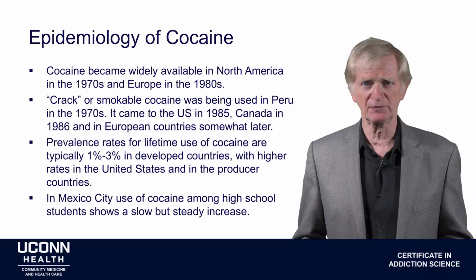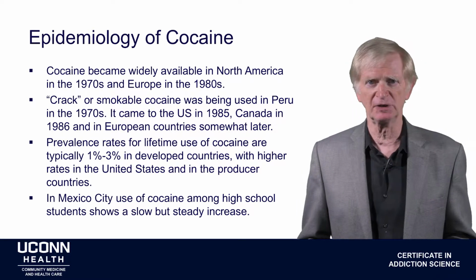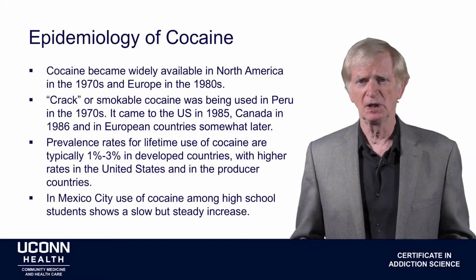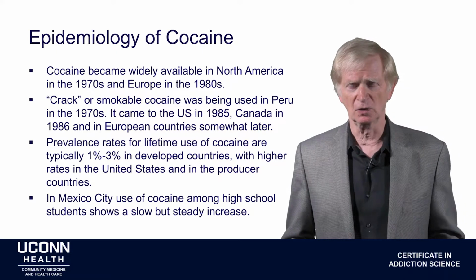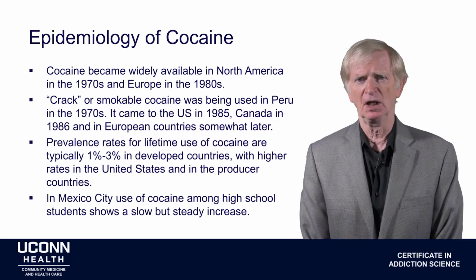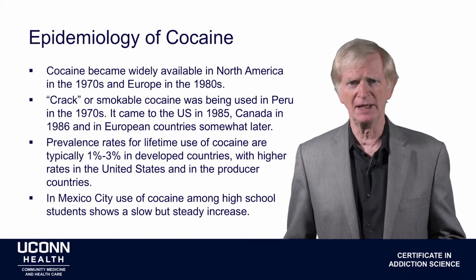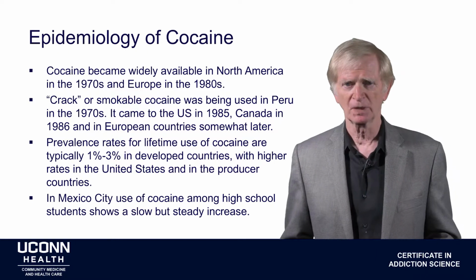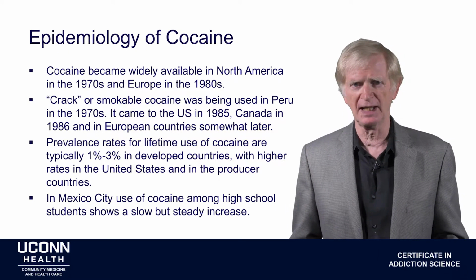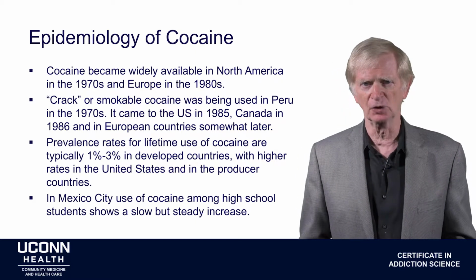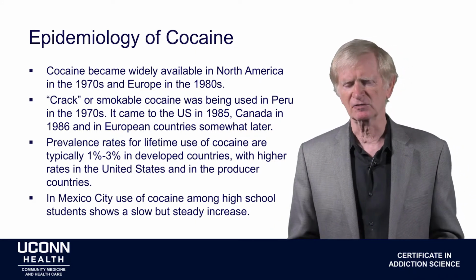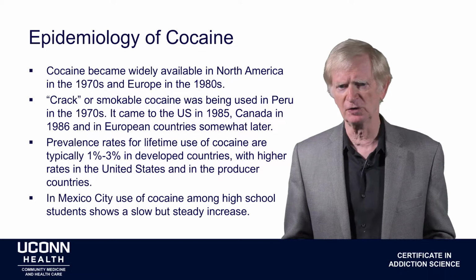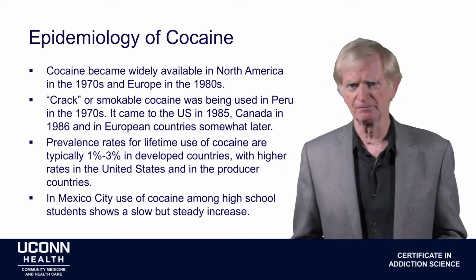Cocaine became widely available in North America in the 1970s. It then was transported through different distribution routes into Europe. And crack cocaine in particular became a major urban problem in its smokable and injectable forms in the United States in the 1980s, and subsequently Canada and Europe. So we can trace epidemics as they develop from the source within the producer countries into the consumer countries.